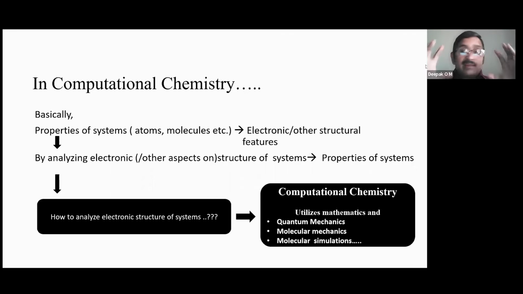Majorly, the electronic structure of systems is studied using several techniques, and based on the information that you gain in line with the electronic structure of systems, you try to predict properties of systems, and with that you understand the system. That's the purpose of this science. So by analyzing electronic and other structural aspects of systems, the properties of systems can be studied.